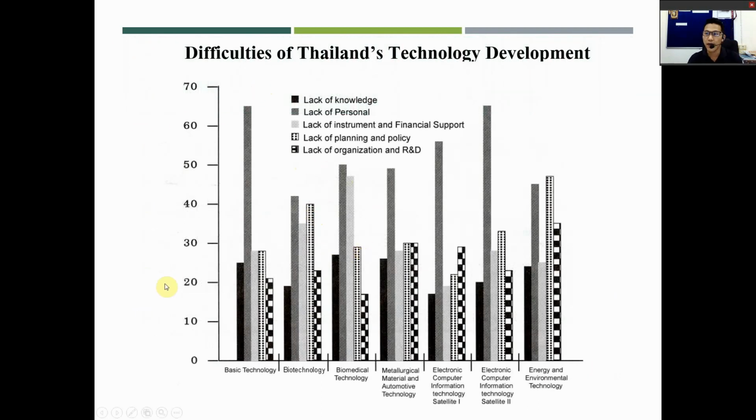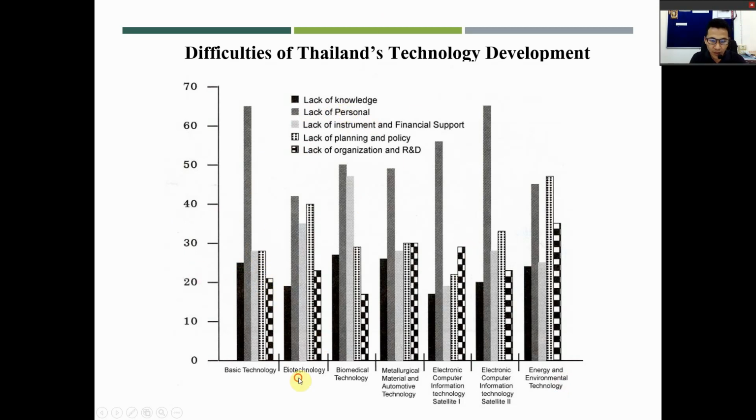And I would like you to pay attention carefully over here, because some of the data is really important. Here on the axis, you have basic technology, biotechnology, biomedical technology. There are several kinds of technology that I already mentioned in the first video clip. Here, some others: electronic, computer, information technology, satellite 1 and satellite 2, and the last one is energy and environmental technology. The series of columns here shows how we lack different types of things.